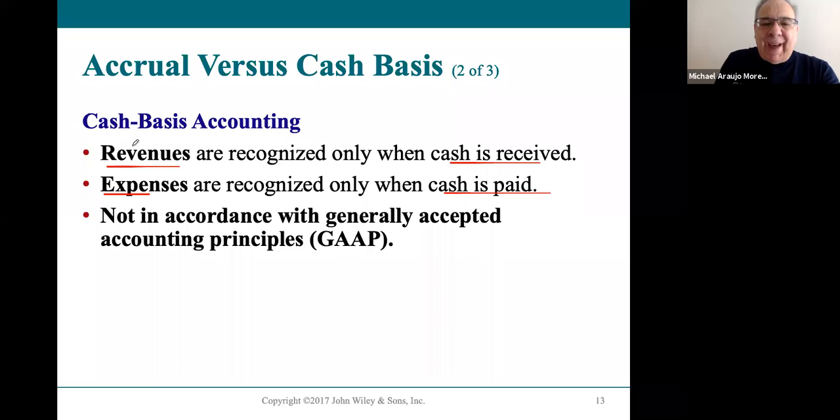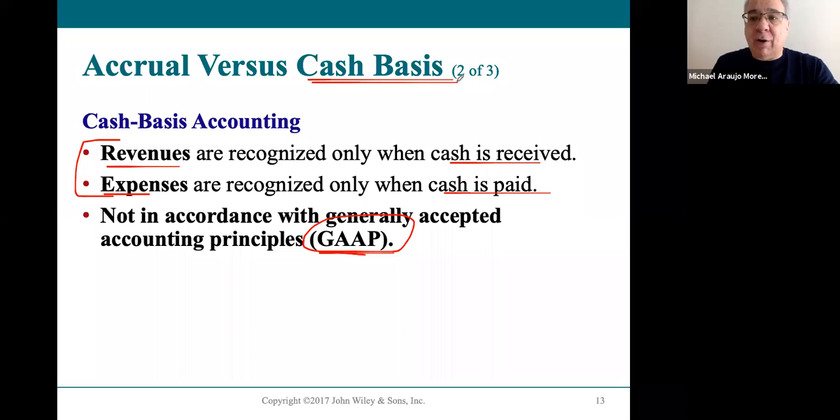And because they're not matching revenues and expenses, this is why public corporations cannot use the cash basis. It doesn't match things well. So public corporations are judged on GAAP, but private businesses, whether you're a sole proprietor or even a private corporation, if you want to use the cash basis of accounting, you can. As a matter of fact, most small businesses do. I would say almost all small businesses do.